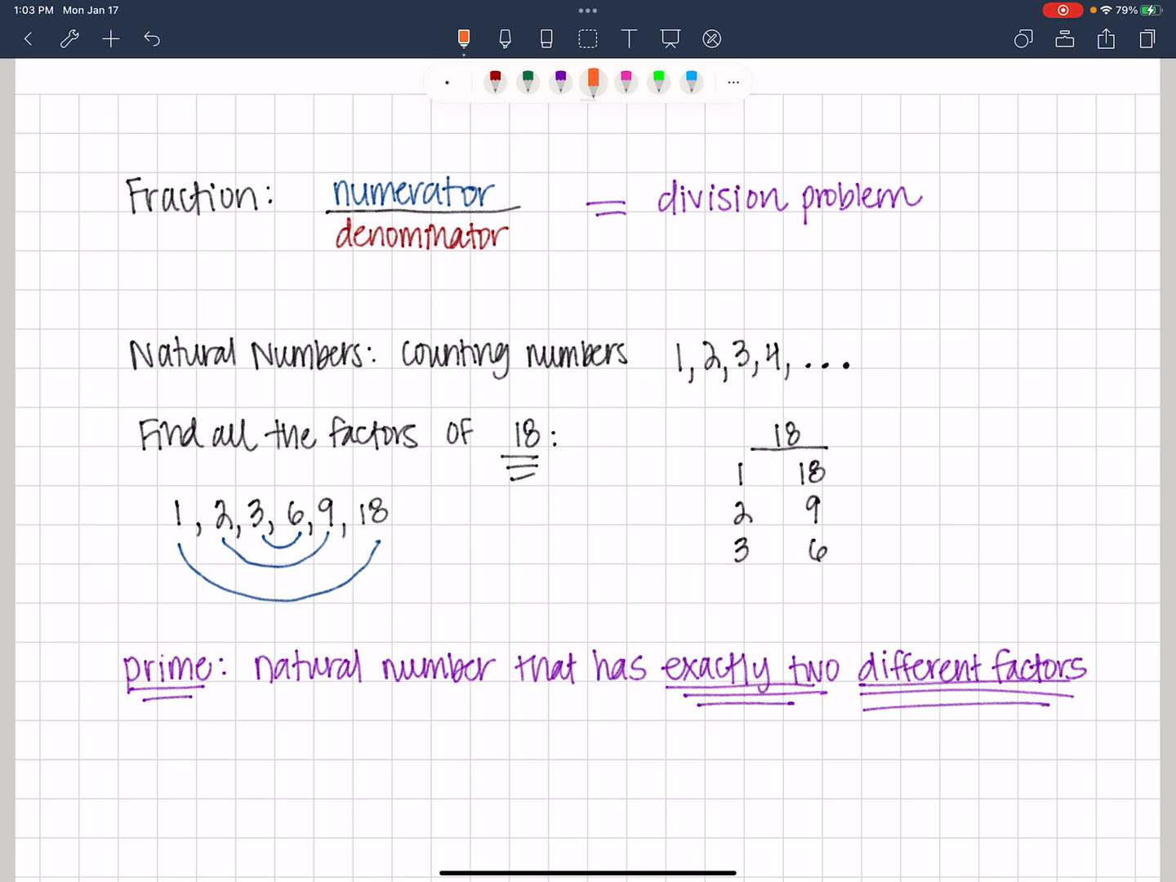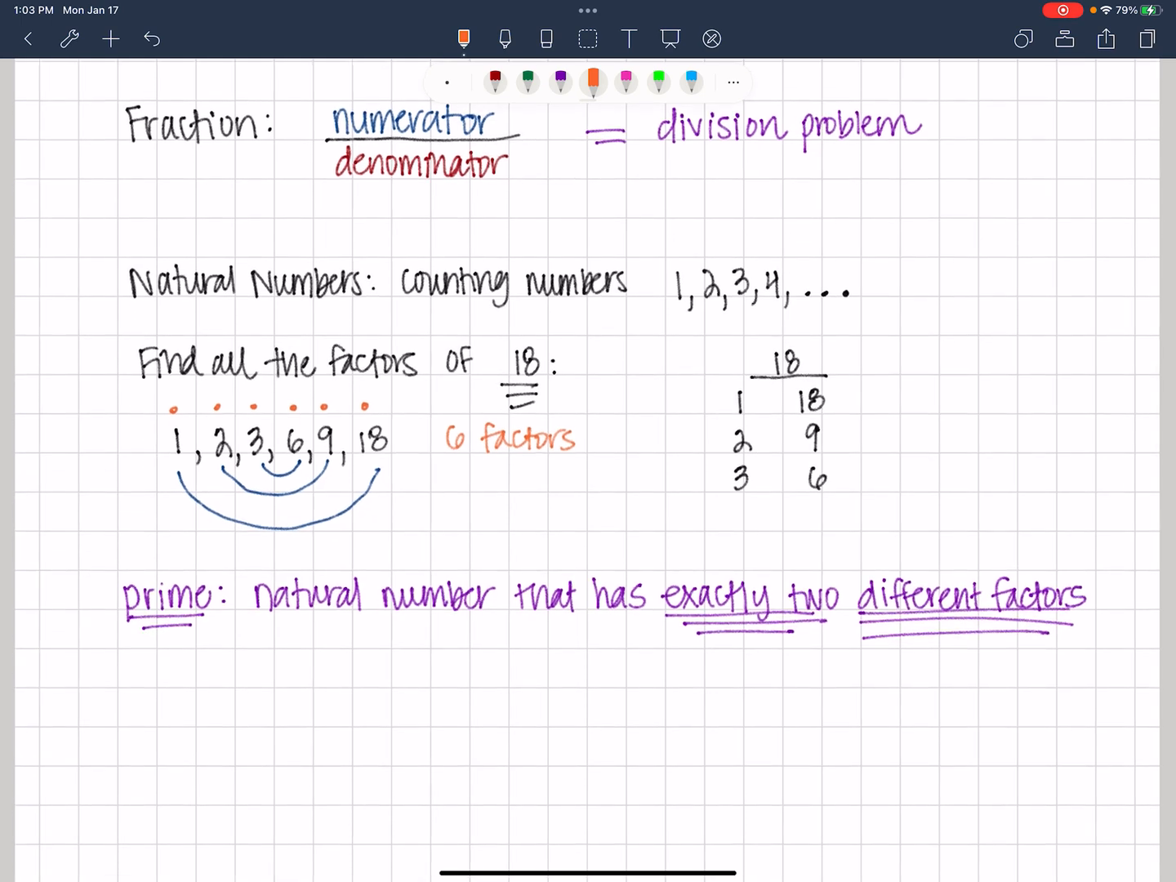18 would not count because 18 has 1, 2, 3, 6, 9, 18, six factors. So 18 is not a prime number. When it's not a prime number, it's called a composite number. So a composite number is quite simply a number that is not prime. Again, it needs to be a natural number to be a composite number. We're not talking about negative numbers yet. We're not talking about 0. We're just talking about counting numbers.